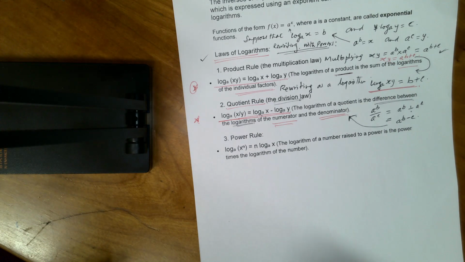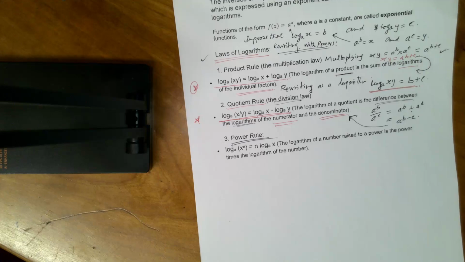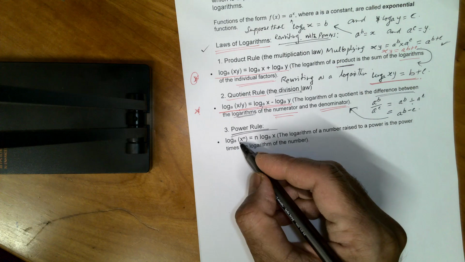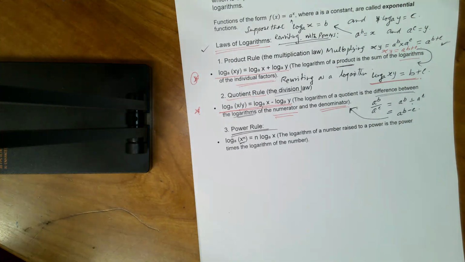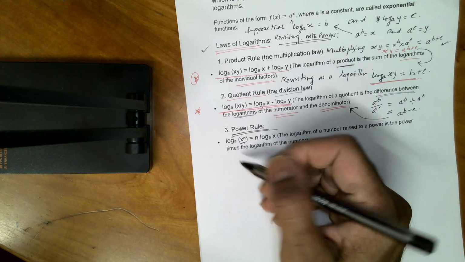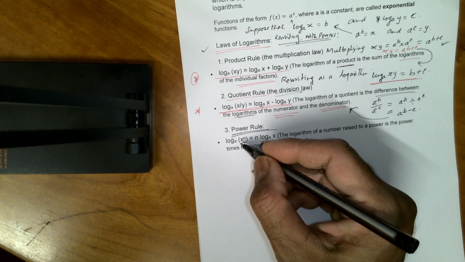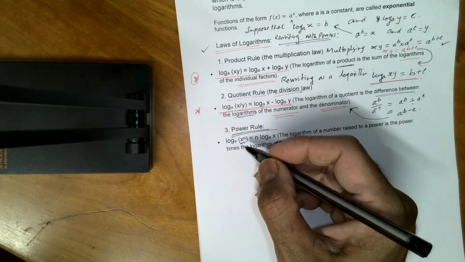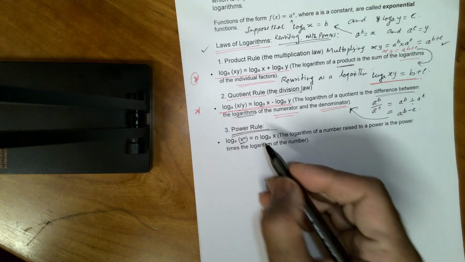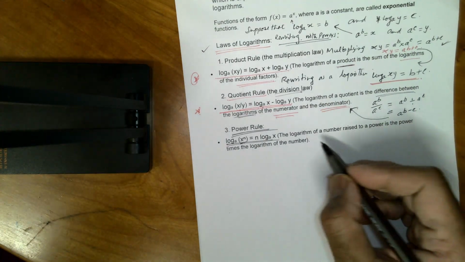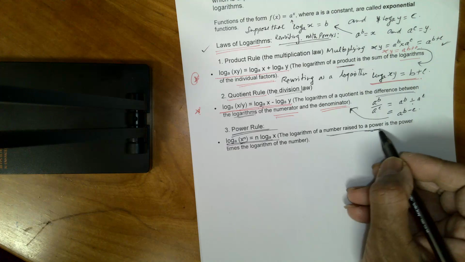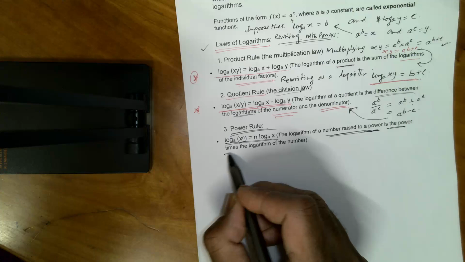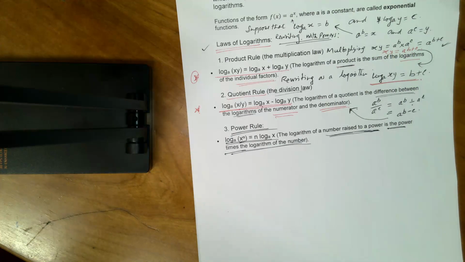And then you have your power rule, where you have a logarithm, and this is your x with the power n. Okay, so you got your base here, and then you have your x to the power n here. Now if you have this, the logarithm of a number raised to a power is the power times the logarithm of the number. So what exactly does that mean?